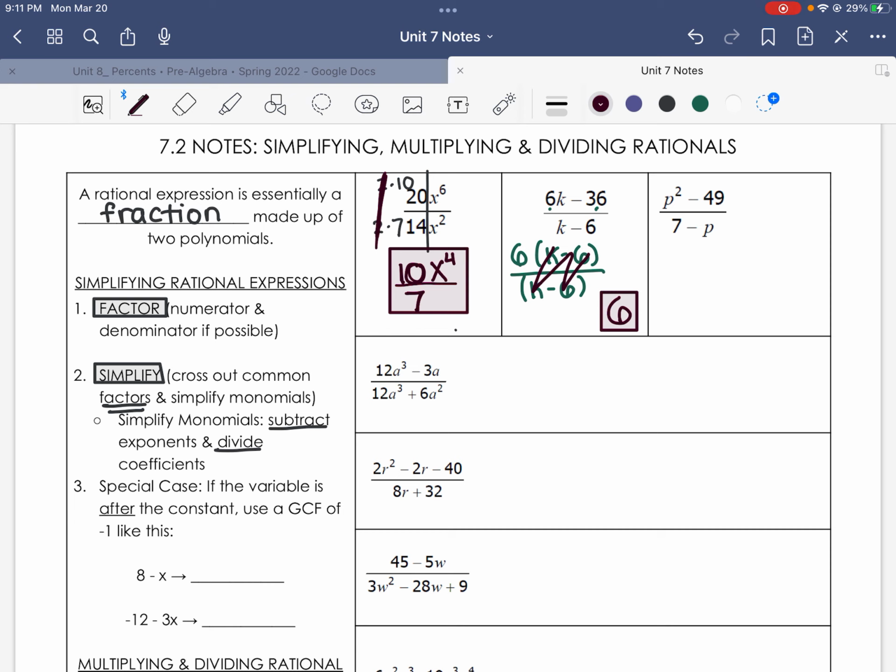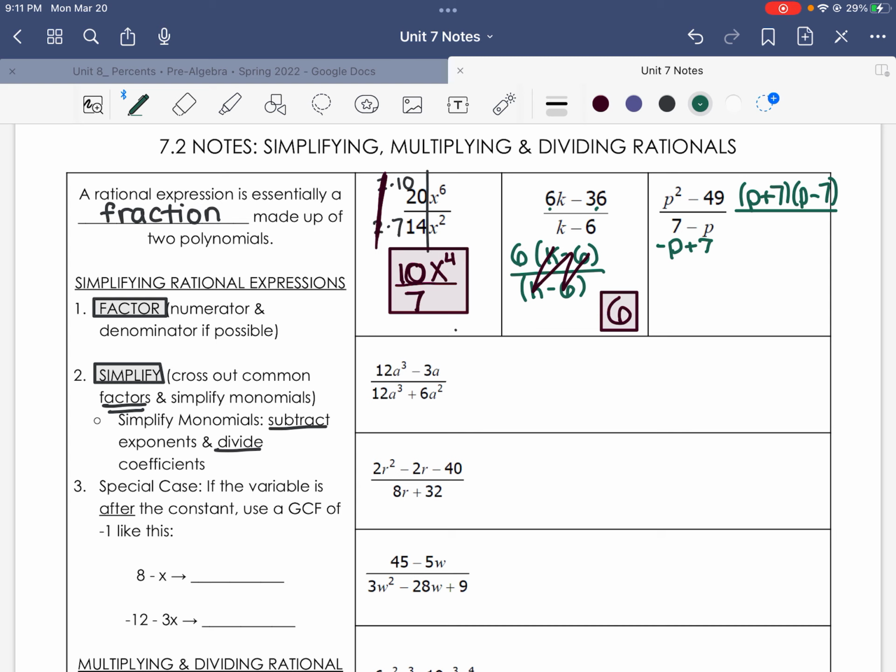Next one. Top part, I only have 2 things, and it is a difference of squares. Because p squared is a perfect square, 49 is a perfect square, and they're being subtracted. So what I do is I do the square root of them, which is p and 7, in 2 parentheses, one with a plus, one with a minus, and it's factored. You should know that one by now. We've done it a lot. On the bottom, you'll notice that things are a little out of order. This is really technically negative p plus 7.